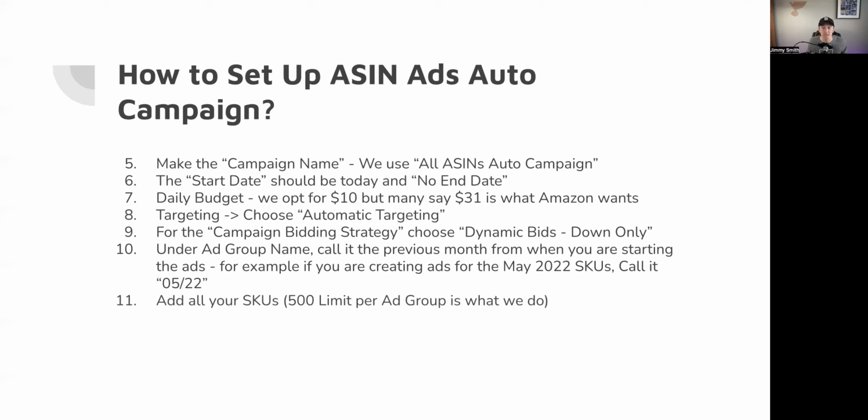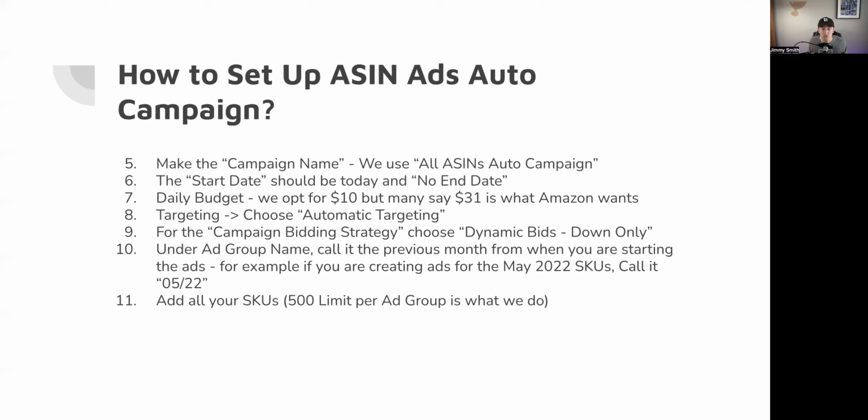Now, I do suggest, you can see I put 500 limit per ad group is what we do. We don't like the ad group to go over 500. So if you have more than 500 SKUs, what I suggest is to do 500 at a time and then create a new ad group, in which case I would call it 522B and 522C as I continued to add more and more SKUs to my campaign.